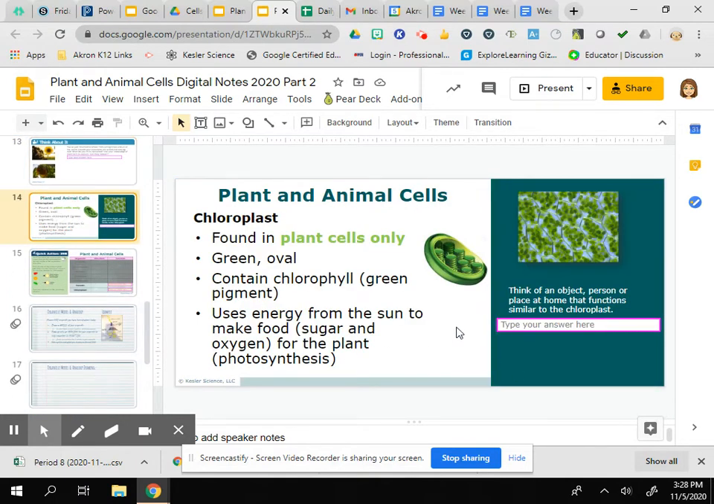All right, chloroplasts. They're found in plants only. They're green, they're oval shaped, kind of like a football. They have the pigment called chlorophyll, which is green, and that's why plants have green color. They use energy from the sun to make food. That's the sole purpose of photosynthesis, is that they need to make food for themselves. One of the great byproducts is oxygen, and that's something that we can use. So now you're going to think of an object, person, or place at home that functions similar to the chloroplast.